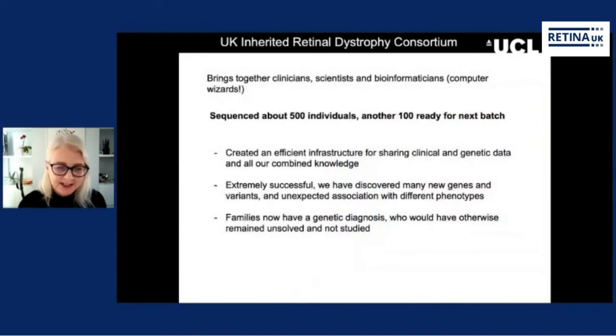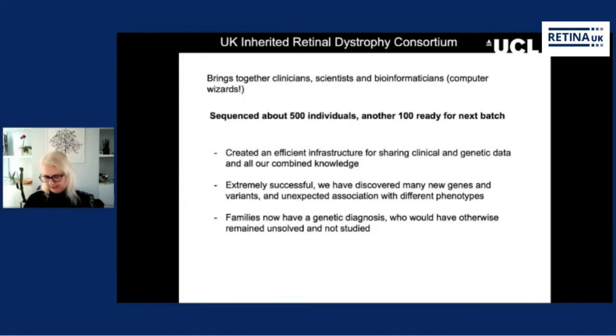So as I said, we've got clinicians and we've got scientists, but we also have bioinformaticians. And if you haven't heard of that word before, these guys are the computer wizards. You can imagine that, with billions and billions of letters to read, it takes a lot of computer power and a lot of computer programming to help us to read the data so that we can try and interpret what's going on in terms of variation in the human genome.